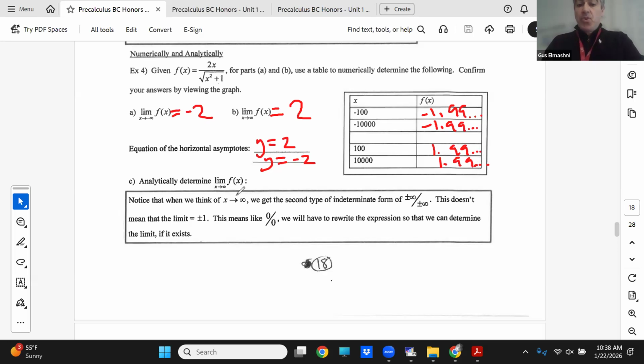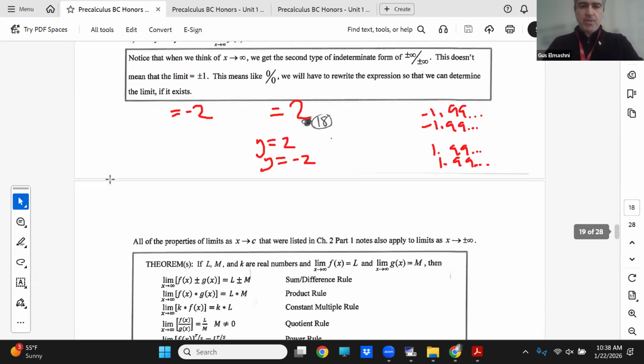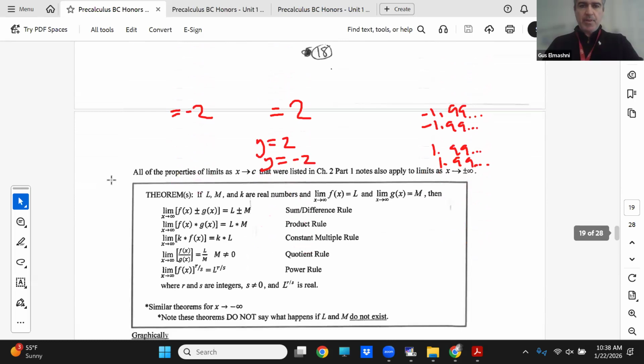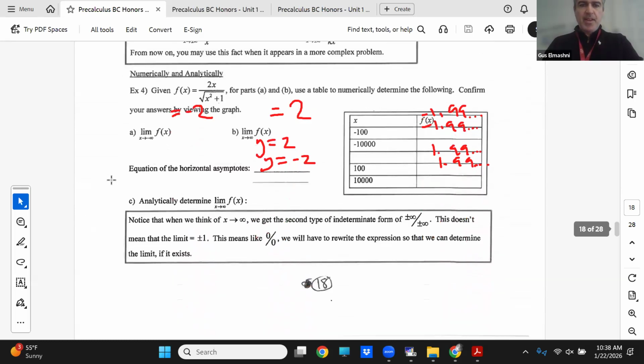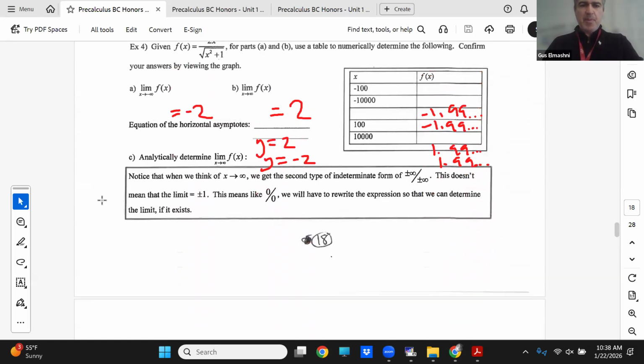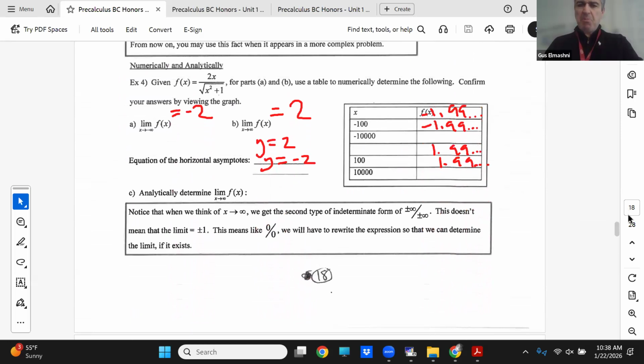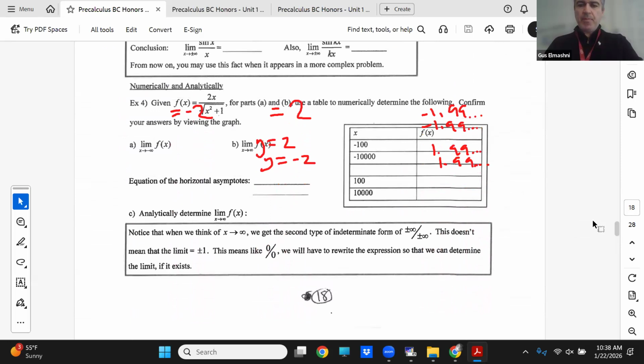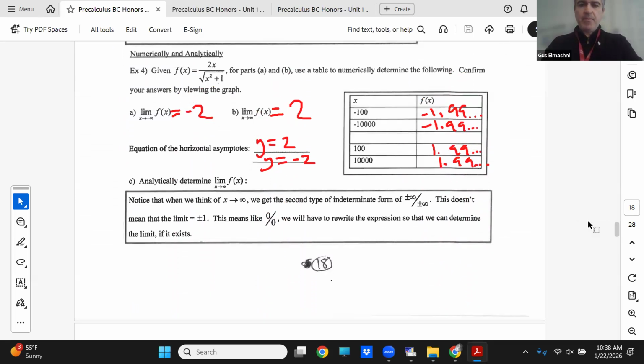Now to analytically determine it, think best space next page. Oh, we don't. That's weird. Okay. I'll have to squeeze it in. Sorry about that. That's bizarre. To analytically determine it, what do you think we're gonna do? Yeah, good. Yes, piecewise. Excellent.